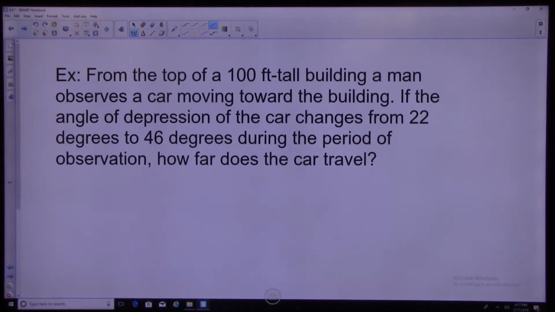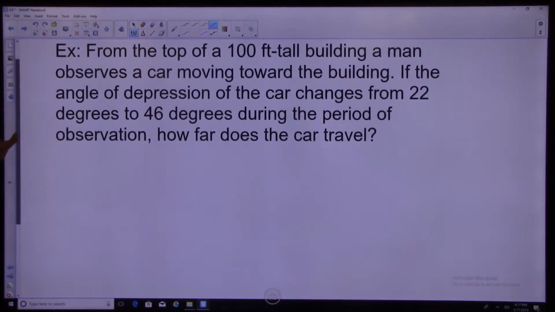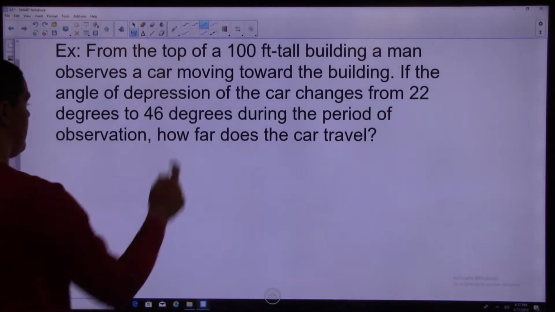Alright, so draw the picture first. So pause here and draw the picture. And then play it from here on out. I'm going to go ahead and get this thing started. So I'm going to draw it. Here it is. So we got a guy at the top of a building.